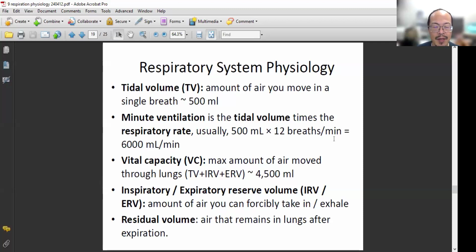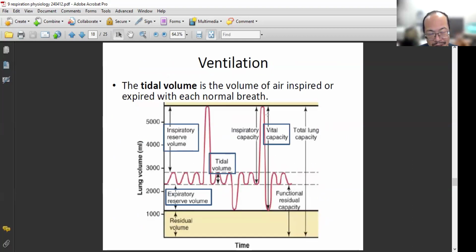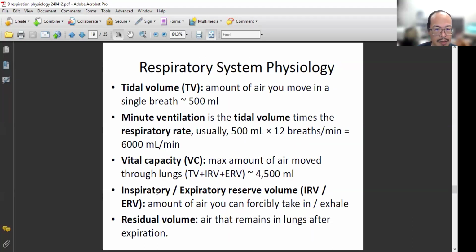That's a picture, and here is just text. Basically, it's the same thing. Vital capacity is right here. Vital capacity is the volume for your breathing. It includes the IRV, inspiratory reserve volume, the TV, tidal volume, and the ERV, expiratory reserve volume. And then there is residual volume. So that's the thing we all talked about.